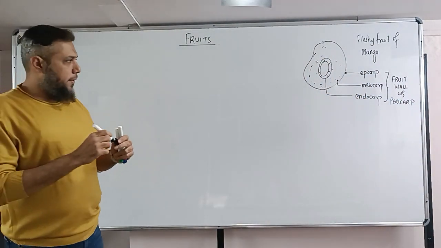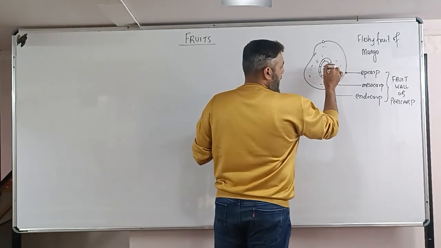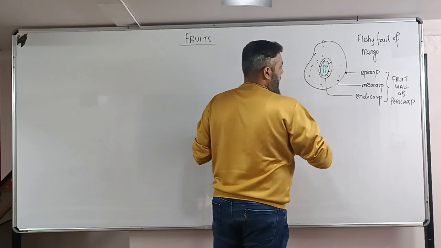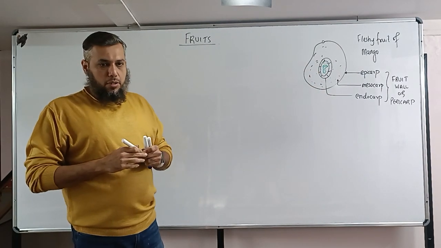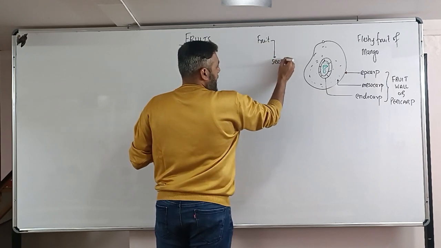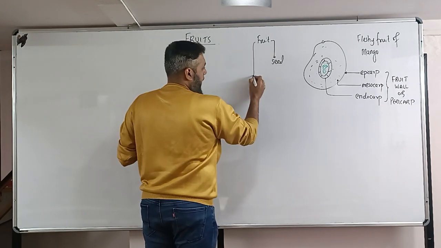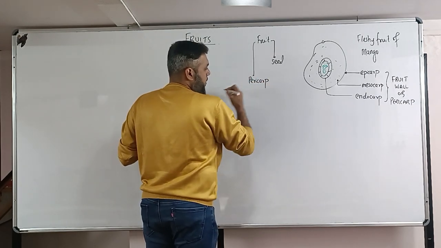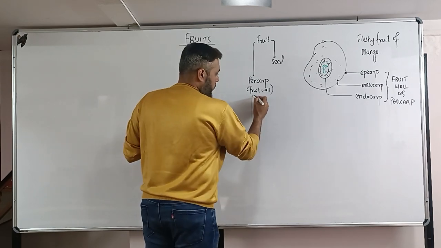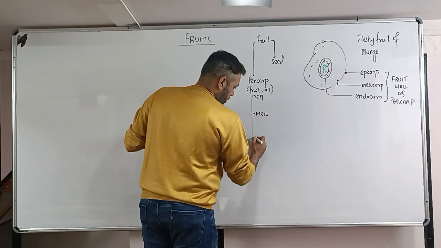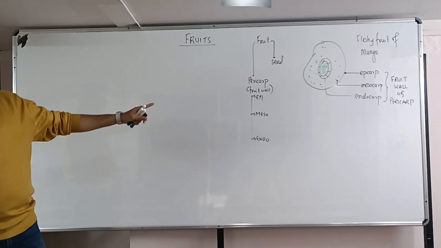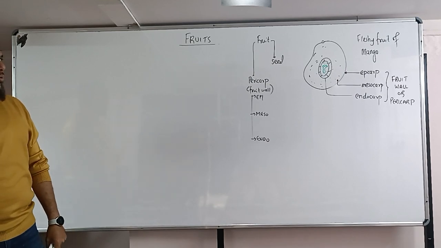Okay? And then inside there will be a baby plant. You know what the baby plant is called, right? That's called the embryo. Clear, everybody? So a typical fruit, a fleshy fruit, shows the presence of a seed which you want to study, and it shows the presence of a fruit wall which is called the pericarp. And the pericarp is divided into three: epi, meso, and endo. Did you get it, everybody? Epi, meso, endo together is called the pericarp, or the fruit wall.